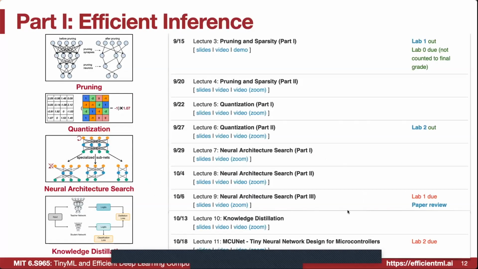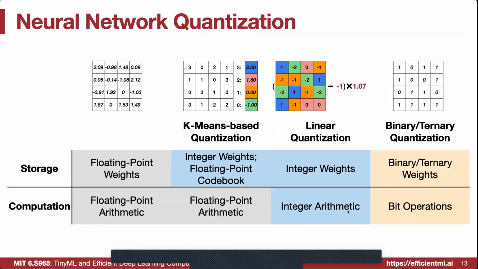So after pruning, we talked about quantization. We don't need full precision to represent a neural net, but rather we can use a very small number of bits, like 4 bits or 8 bits, without losing accuracy. There are several approaches to quantization, including k-means-based, which is the most flexible, linear quantization, widely used in our mobile phones these days, and even ternary or binary quantization.